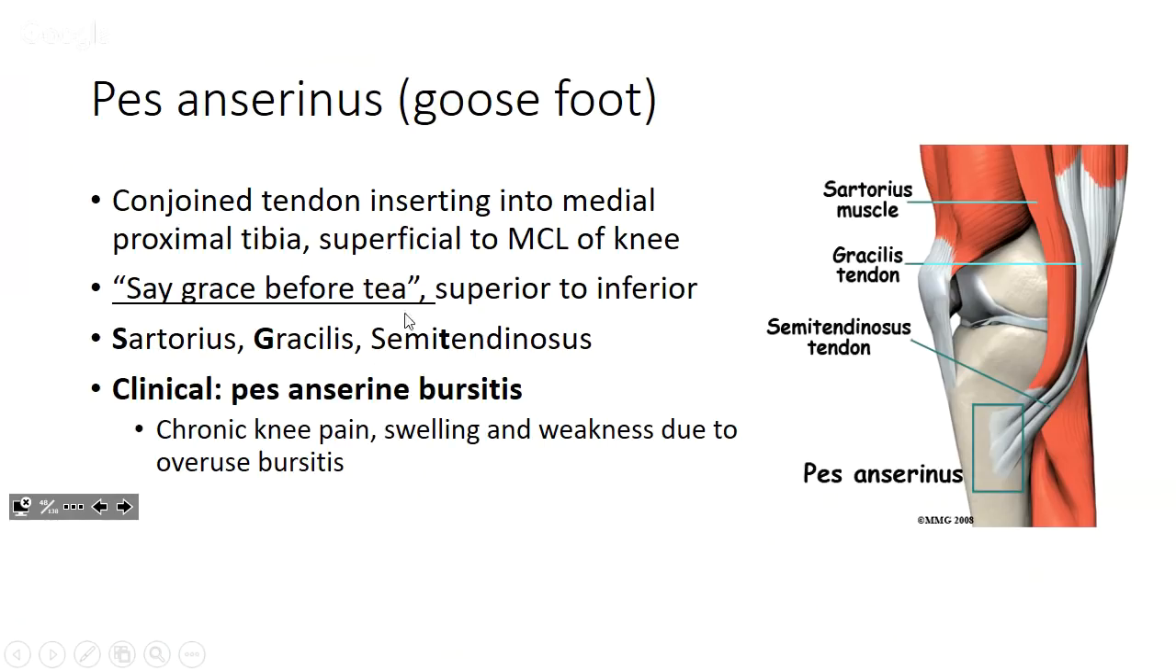Okay, pes anserinus. I don't know whether Quentin Fogg's still teaching you guys, but it's one of his favorite things. How you remember it is say grace before tea, from superior to inferior. So S, G, T: sartorius, gracilis, and semitendinosus. And typically the clinical thing to worry about is pes anserine bursitis, which presents as shown here.